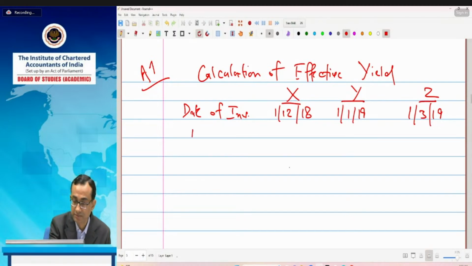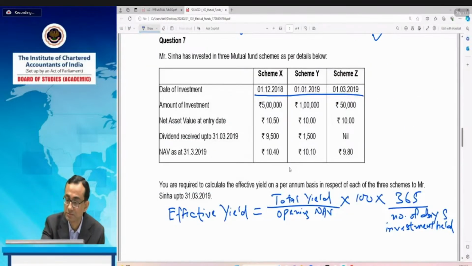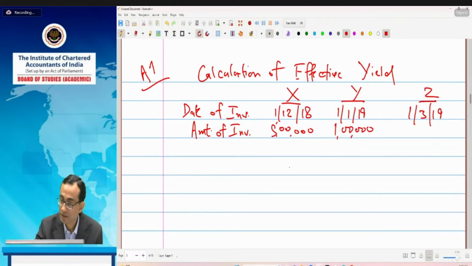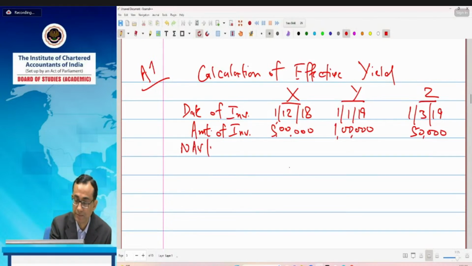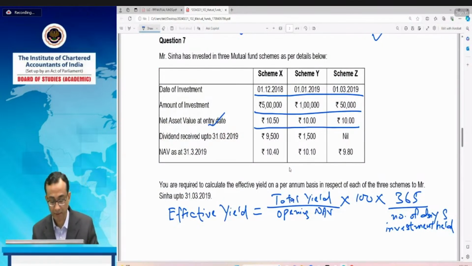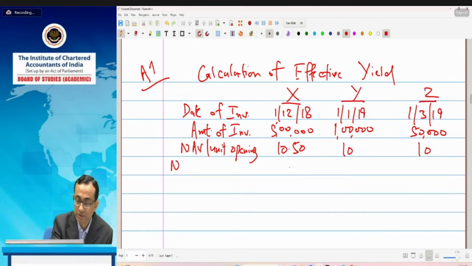Now the amount of investment. Let us write down the amount of investment. It is also given in the question. So 5 lakh, 1 lakh, 50,000. NAV per unit, opening NAV per unit. It is also given in the question, net asset value at entry date. This is also given. Opening NAV. Let's write it: 10.50, 10, and 10.